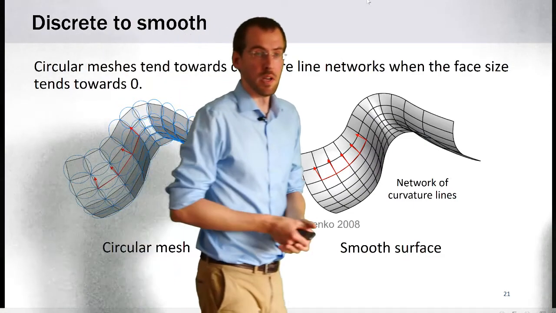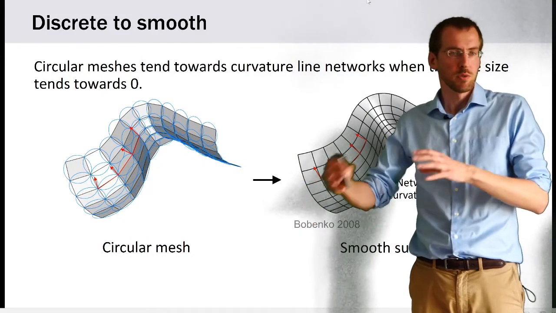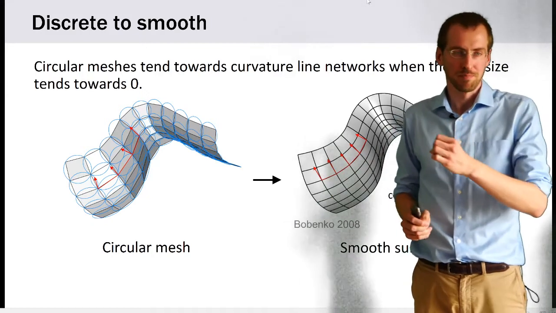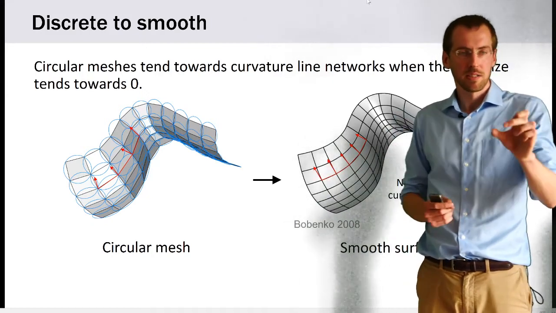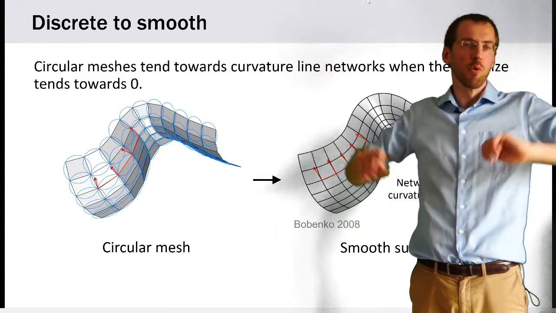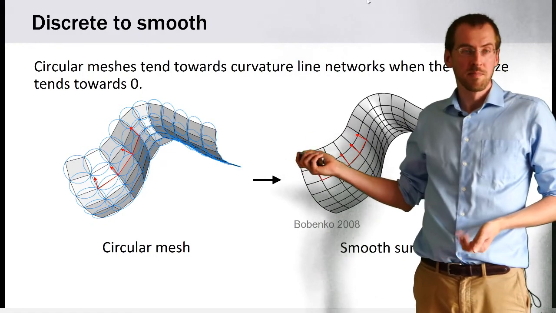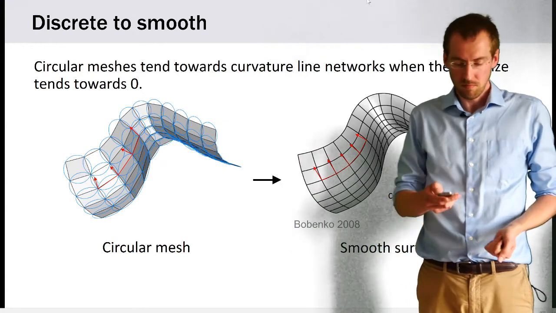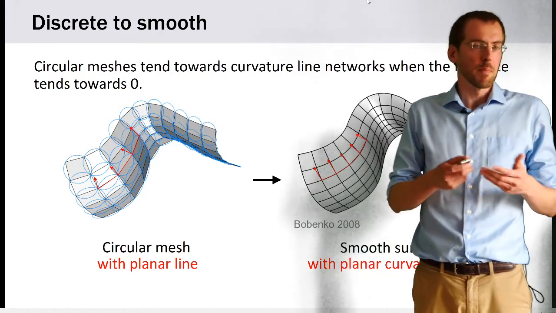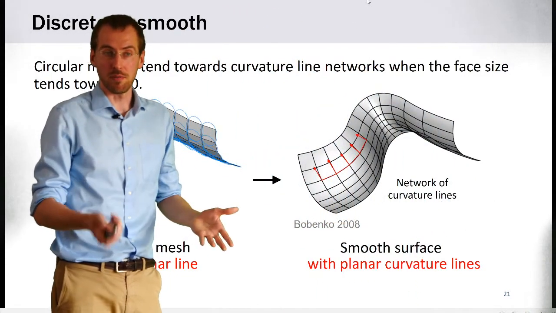So we propose a method based on the transition between the discrete geometry of circular meshes and smooth surfaces. Like if you take a circular mesh and make the edge length of each face tend towards 0, such that the mesh is approximating a smooth surface, the mesh will actually approximate the curvature lines of a smooth surface. So if we are looking at a circular mesh in which the lines are planar, its smooth equivalent is actually a smooth surface with planar curvature lines.